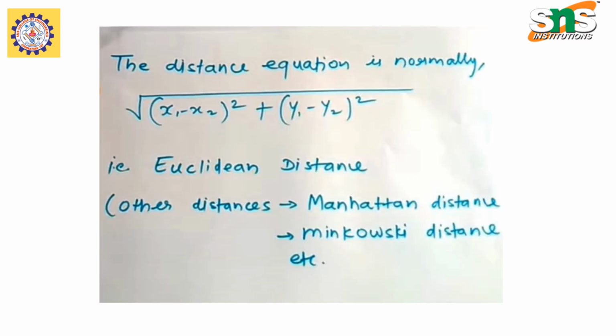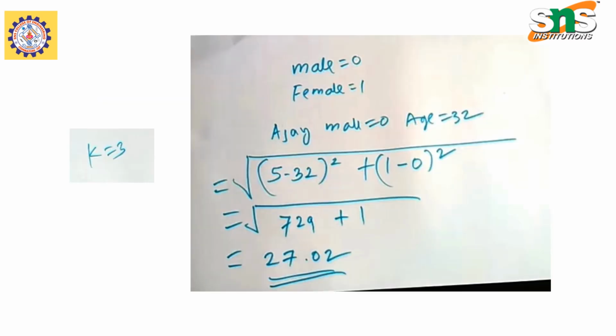The distance equation is normally the square root of (x1 minus x2) squared plus (y1 minus y2) squared, that is the Euclidean distance, and there are other distances like Manhattan distance and Minkowski distance, etc. Here our k value will be 3, and male will be 0, female will be 1. Ajay is male, so 0, and age is 32. Based on this calculation we get 27.02.